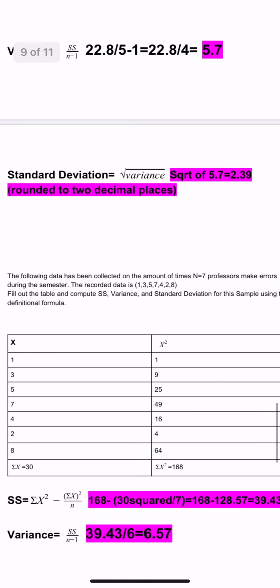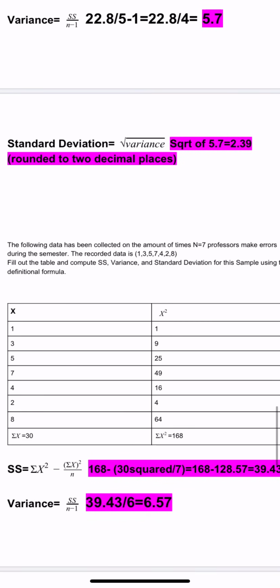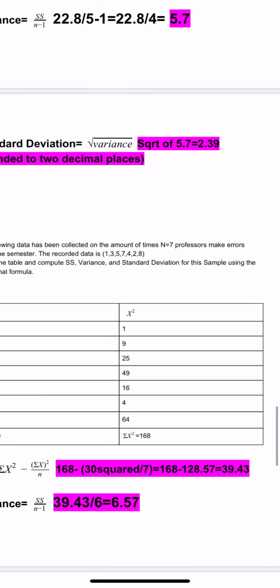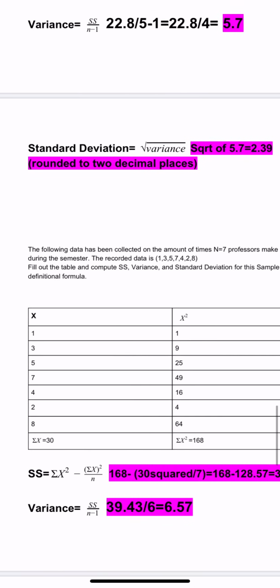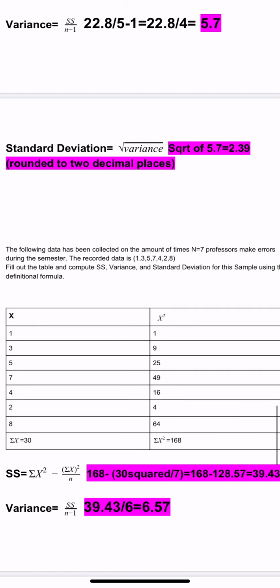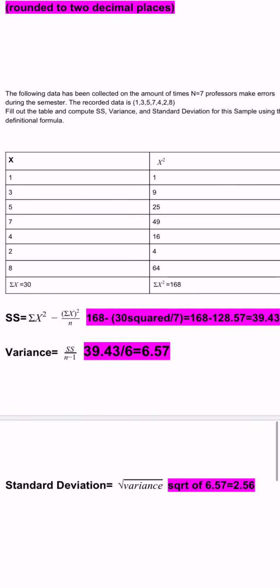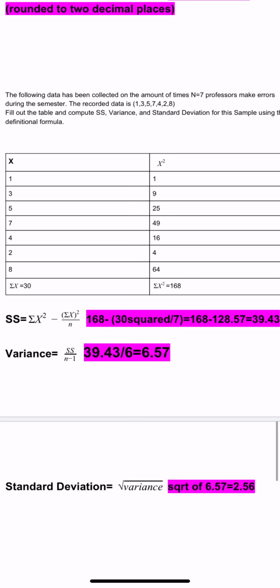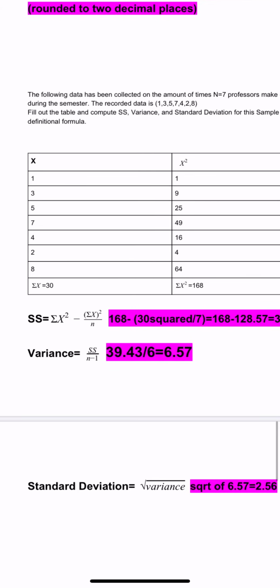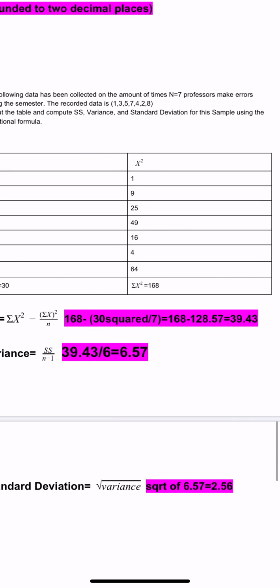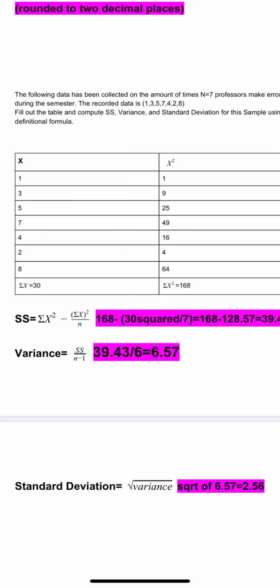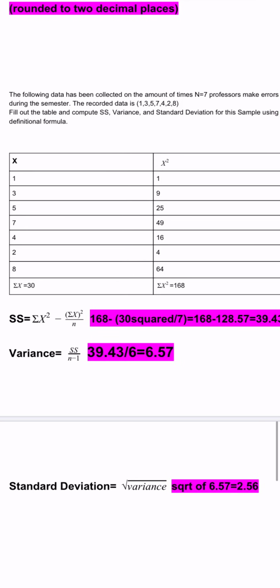Last question. The following data has been collected on the number of times n equals 7 professors make errors during the semester. The recorded data is 1, 3, 5, 7, 4, 2, 8. Fill out the table, compute SS, variance, and standard deviation for the sample using the definitional formula. You take x and add them up; the sum of x is 30. Then you square each individual x. The sum of x squared is 168.